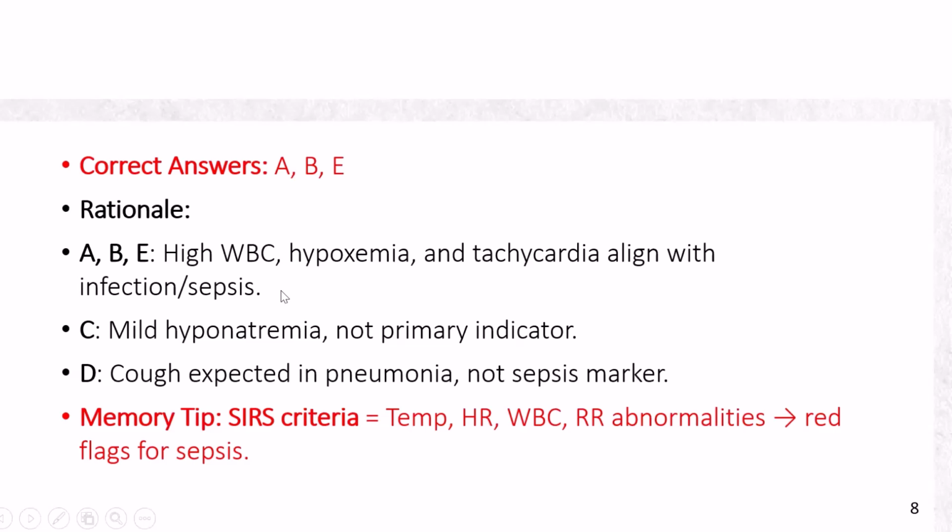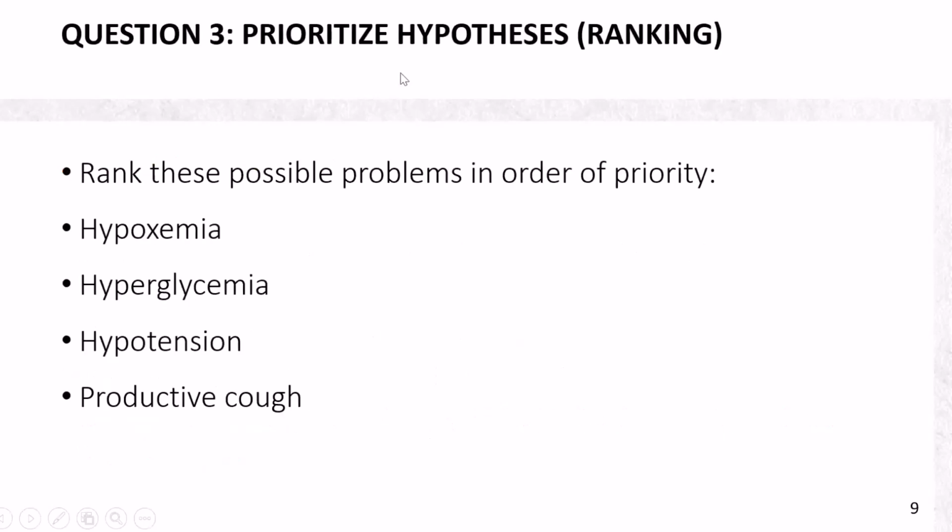We expect that if a client has pneumonia, yes, it's infectious, the client would have productive cough, but it's not a marker of sepsis. So it goes for infection, yes, but it is not a marker for sepsis. So for sepsis, this is what you should look out for. Temperature elevation, heart rate elevation, which we had in the client, WBC elevation, and then we have issues with the respiratory rate.